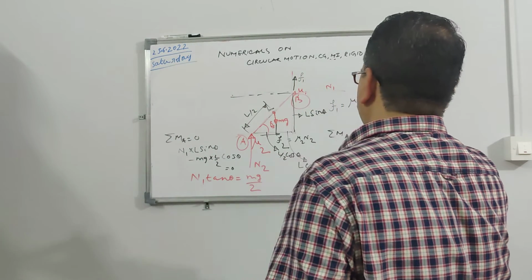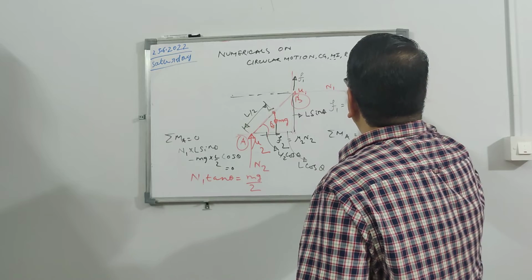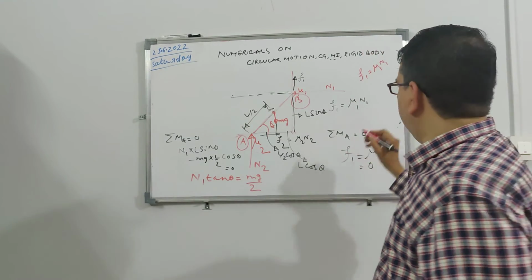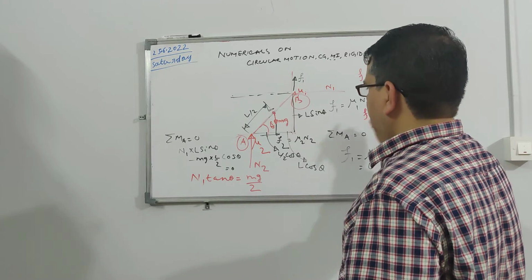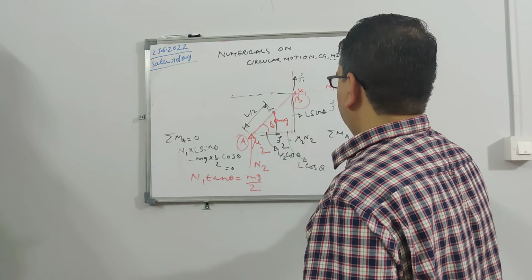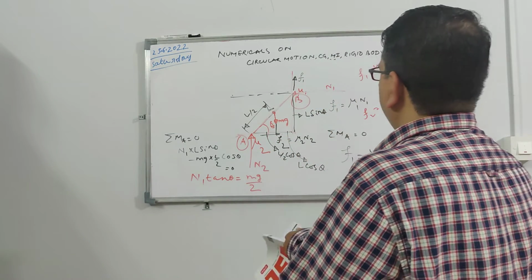For force equilibrium, F1 is equal to mu1 into N1, and F2 is equal to mu2 into N2. This is your force F2.